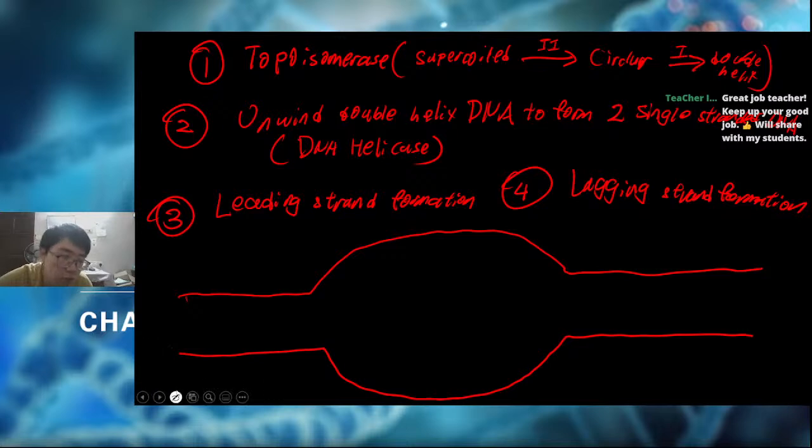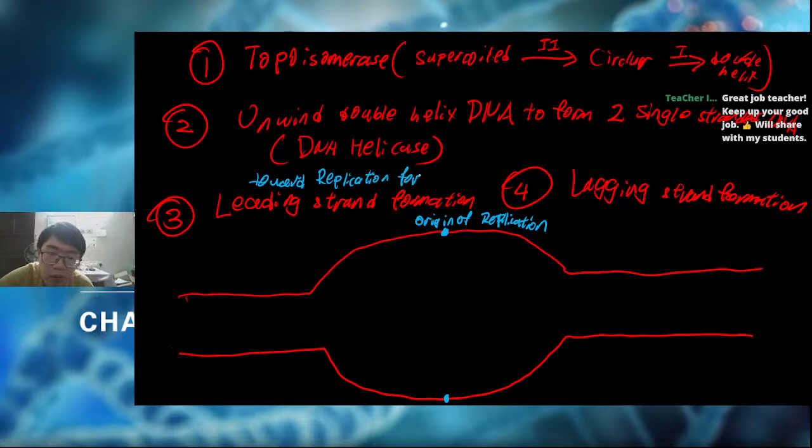Okay, then how about the leading strand? There is an origin of replication here. This is the origin of replication. For the leading strand, it goes toward the replication fork. And this one is far away from the replication fork.